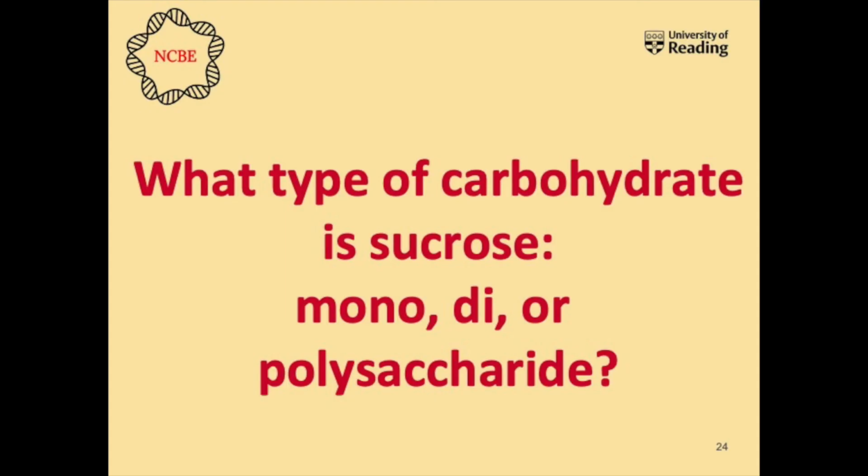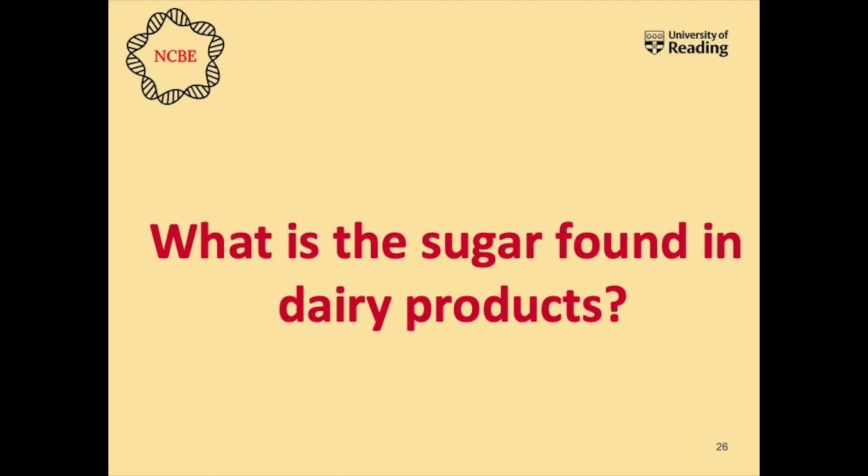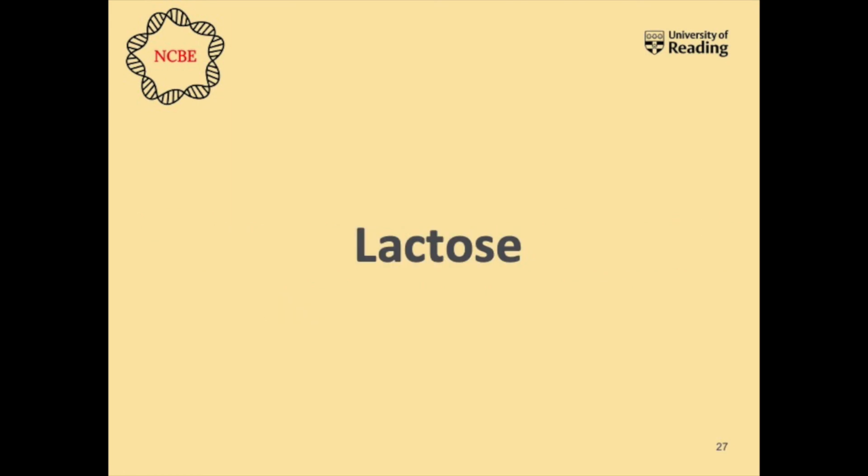Secondly, is sucrose a mono, di or polysaccharide? Again, shout out the answer. That's it, it's a disaccharide made up of glucose and fructose. What is the sugar found in dairy products? That's it, it's lactose.